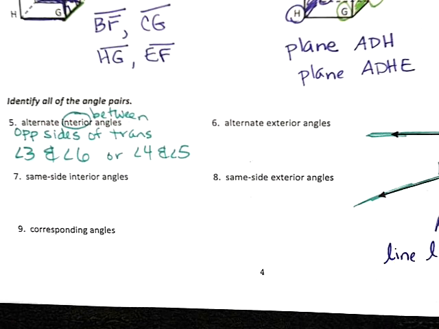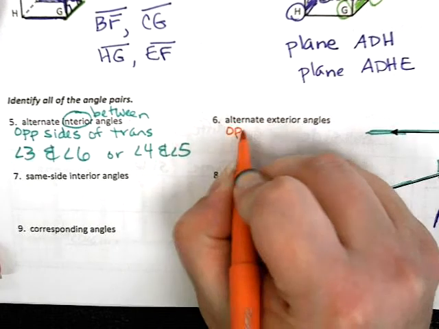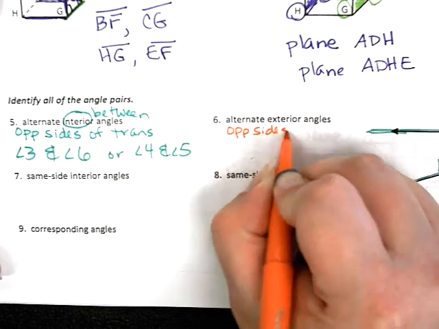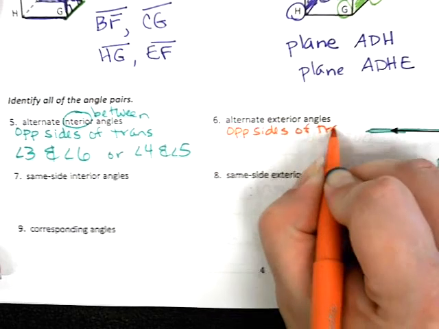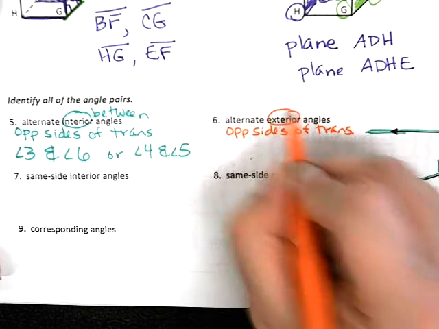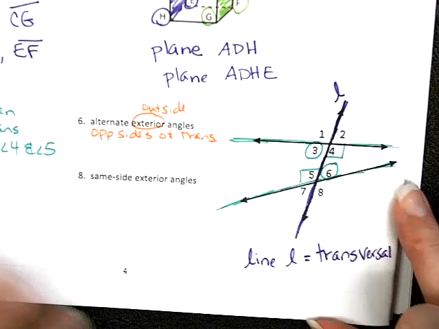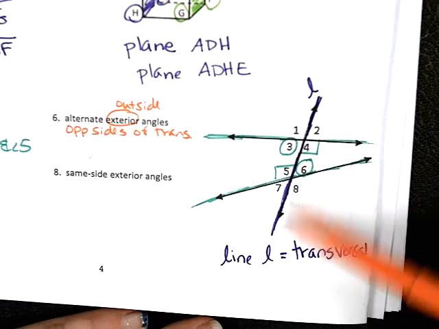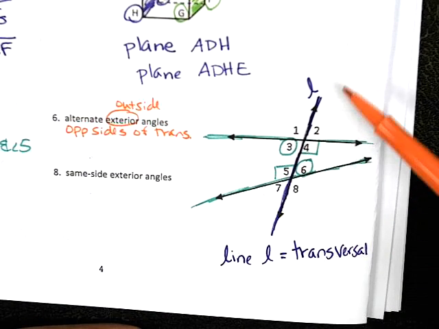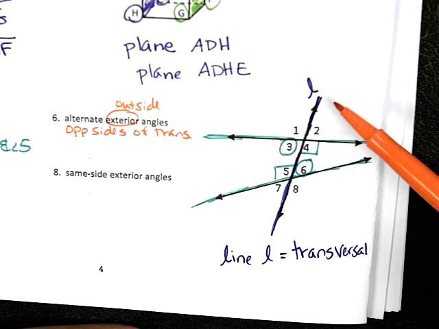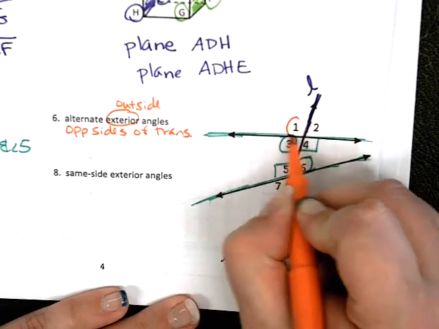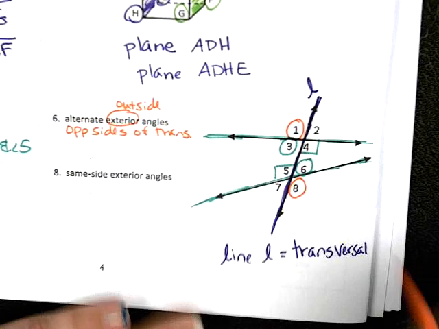All right. Then we want to look at alternate exterior angles. So alternate, again, means opposite sides of the transversal. But now we're looking outside the blue lines. So here's my transversal. I want different sides of my transversal, and I want them to be outside the blue lines. So I'm going to start with 1 and 8.